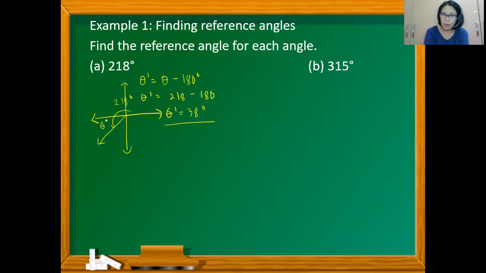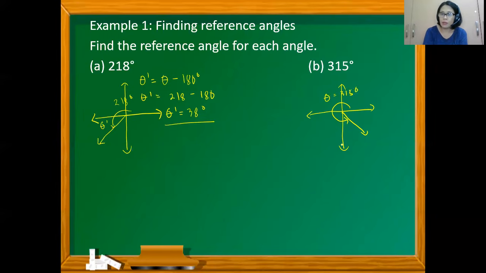So this is your reference angle. For B, angle theta is on the fourth quadrant. So let's say this is the rotation of theta equals 315 degrees.